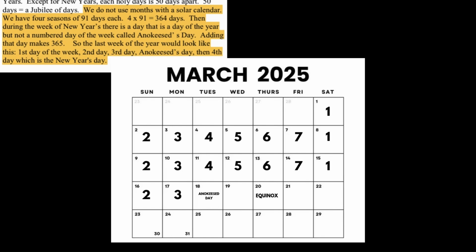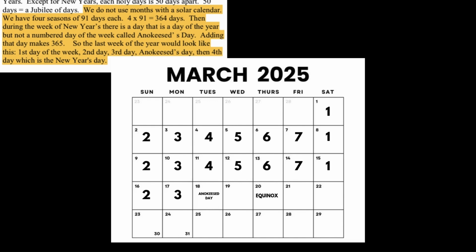So watch this. We've been confused by the devil and his world system, right? But we can still understand this in spite of the Gregorian calendar, right? We can do this, right? Read. So the last week of the year would look like this. First day of the week, second day, third day, Enoch says day, then fourth day, which is the New Year's Day. Okay, look at that.